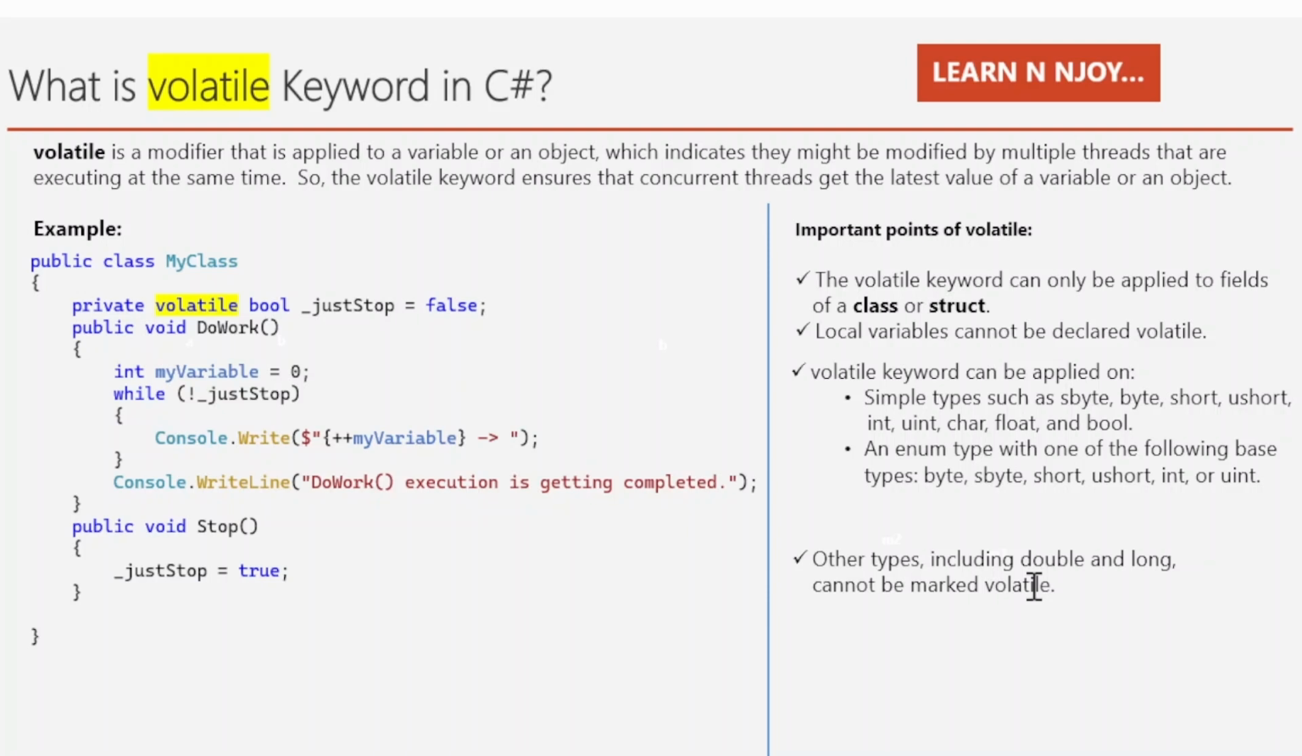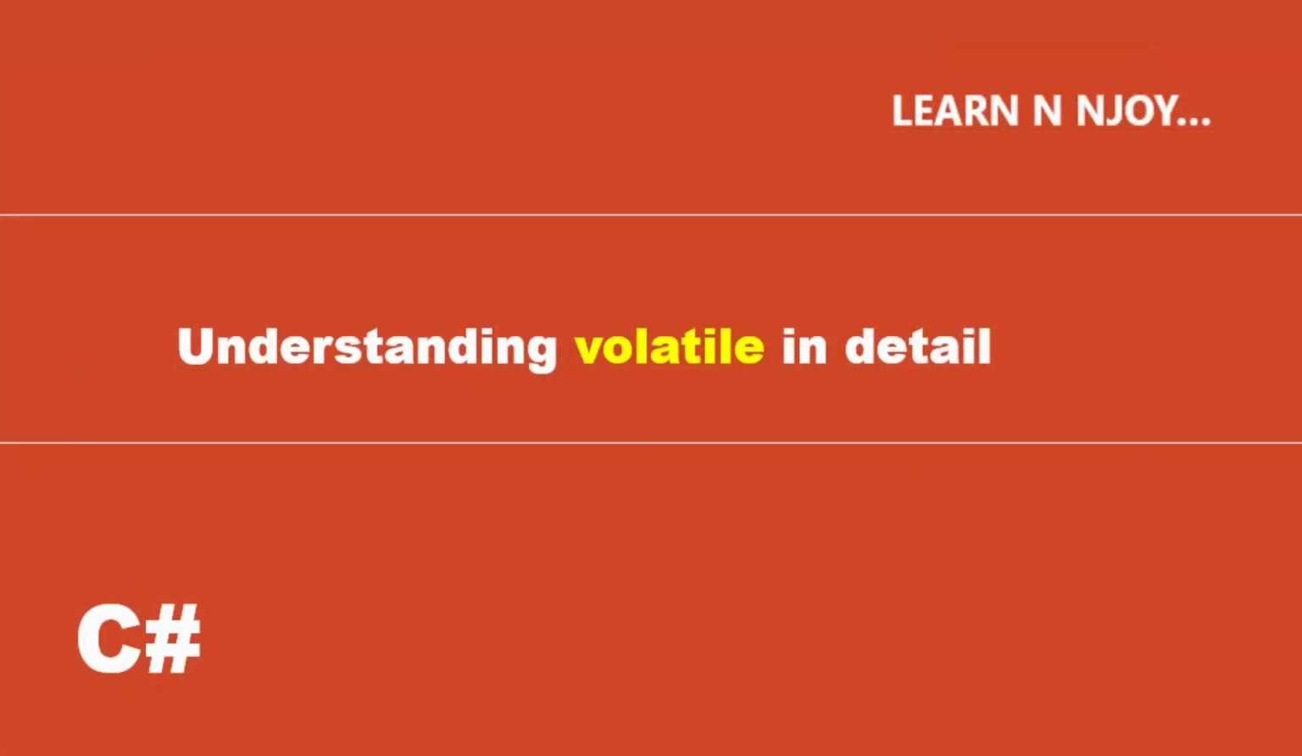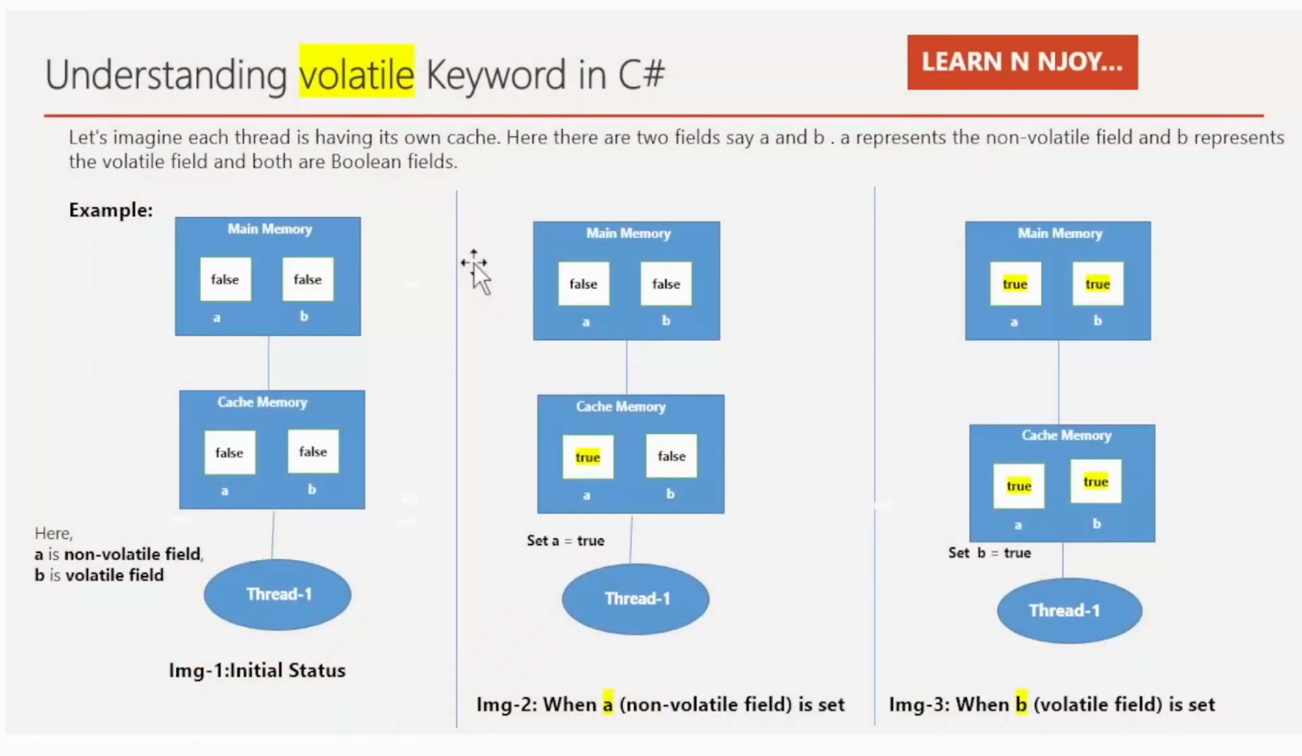Okay, so these are the concepts related to multi-threading, but here we are going to focus on the volatile keyword in C#. Understanding volatile in detail. Here we are trying to understand the volatile keyword in C# in detail.